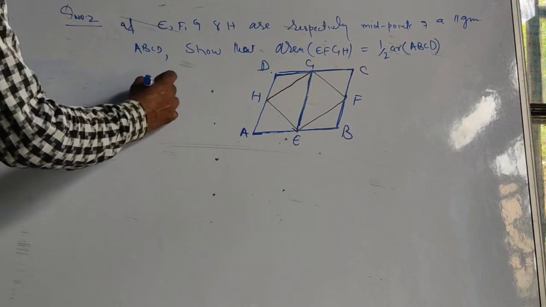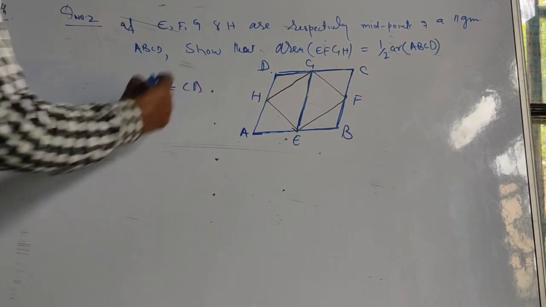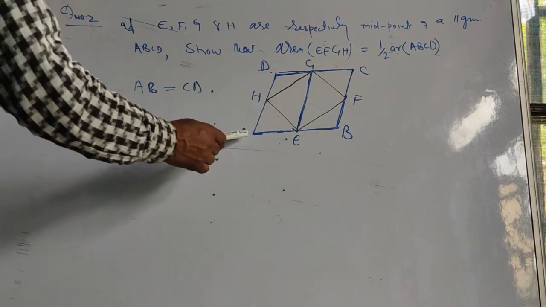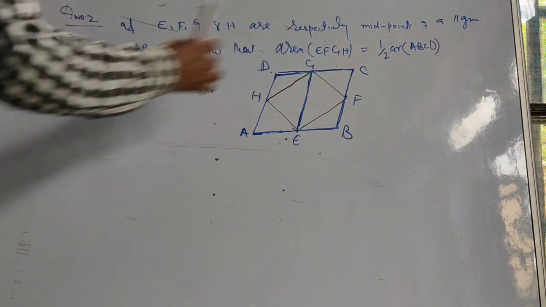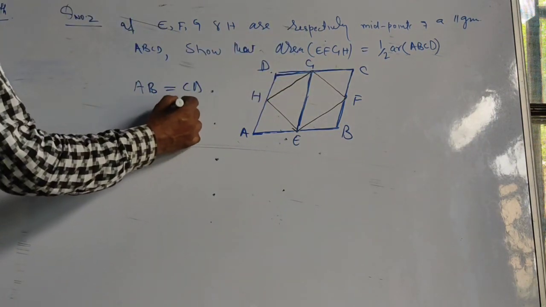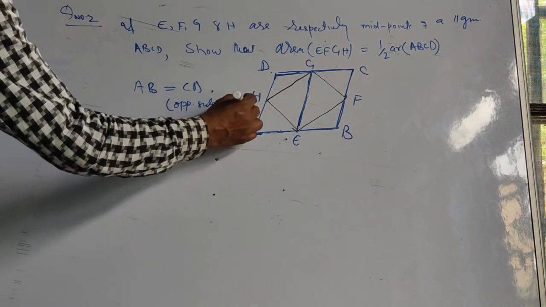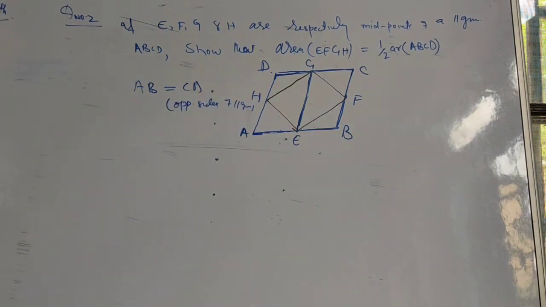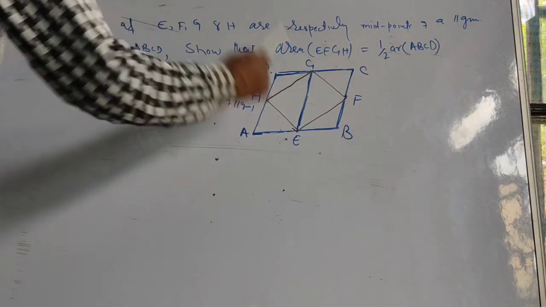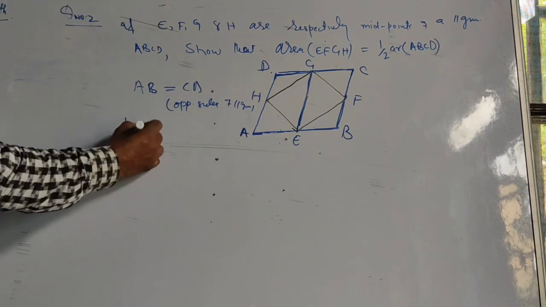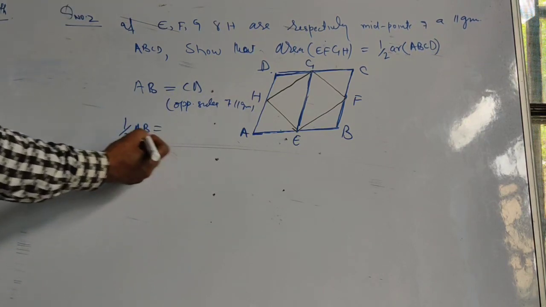AB is equal to CD. You know this, AB is equal to CD because opposite sides of a parallelogram are always equal. Now if AB is equal to CD but E is midpoint, then 1/2 of AB is equal to 1/2 of CD.